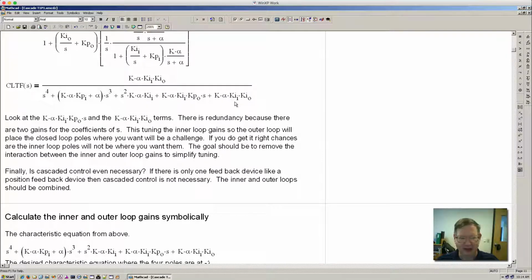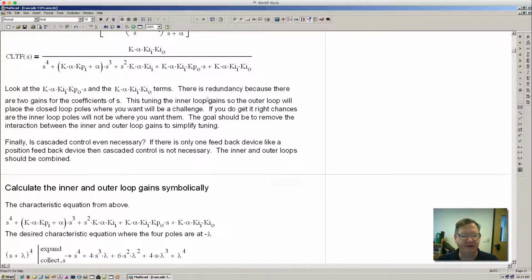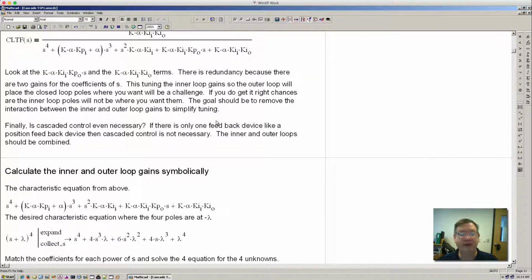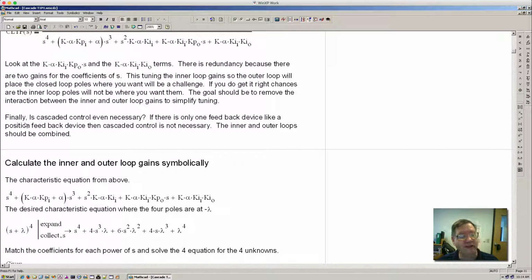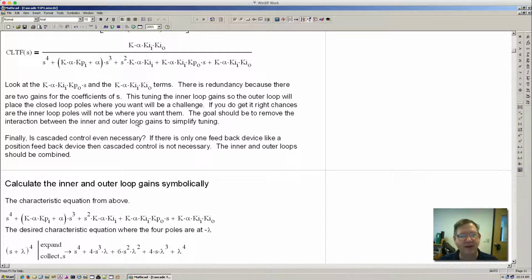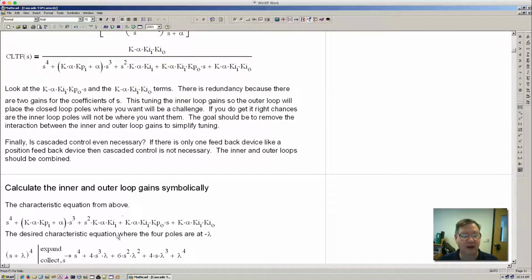You've got to keep that inner loop fixed, because if you change one thing, you're going to have to change the other. So there is some redundancy due to the two gains. What you need to know is, is the cascaded control even necessary? And again, if you have only one feedback, you're better off combining these into a PID, and I can show you that here.